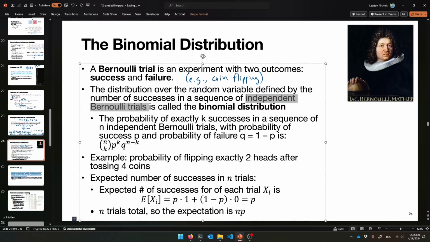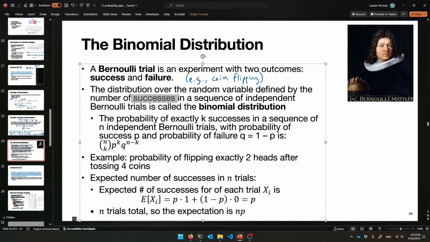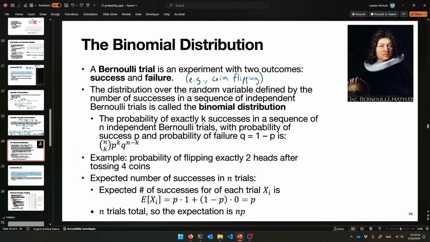Flipping the last coin does not influence the next coin flip. That never happens, right? So that's definitely going to lead to a binomial distribution, okay? And we care about the number of successes, counting that as a random variable. That's the binomial distribution, okay?